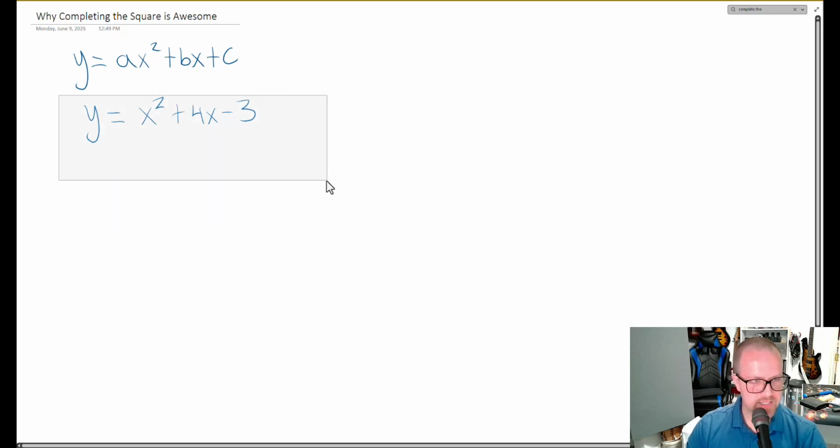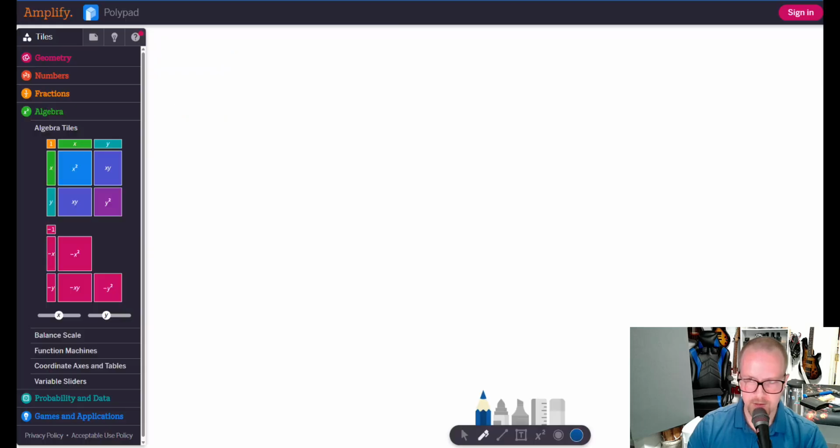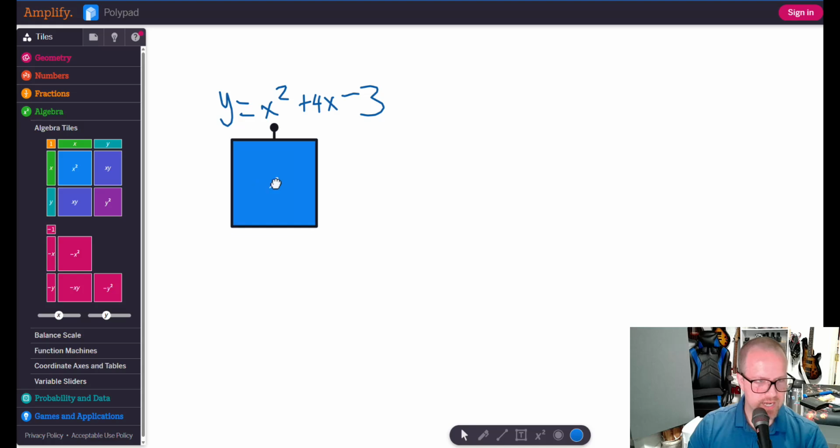So I'm going to take this nice little equation and pop it in my manipulatives tool here. This is Polypad, which is a free online resource for all sorts of manipulatives, including algebra tiles. So here's our original: y equals x squared plus 4x minus 3. And I'm going to grab some different tiles here to model this.